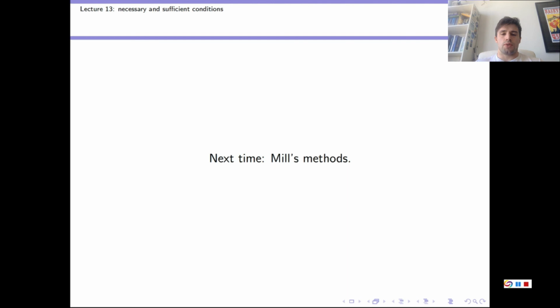And that brings us to the end of this video. The real key takeaways are those 6 claims, or the properties of necessary and sufficient conditions, as well as the definitions themselves, of course. And the reason is that we'll use these claims a lot implicitly when we look at Mill's methods, which is the topic of the next few videos.